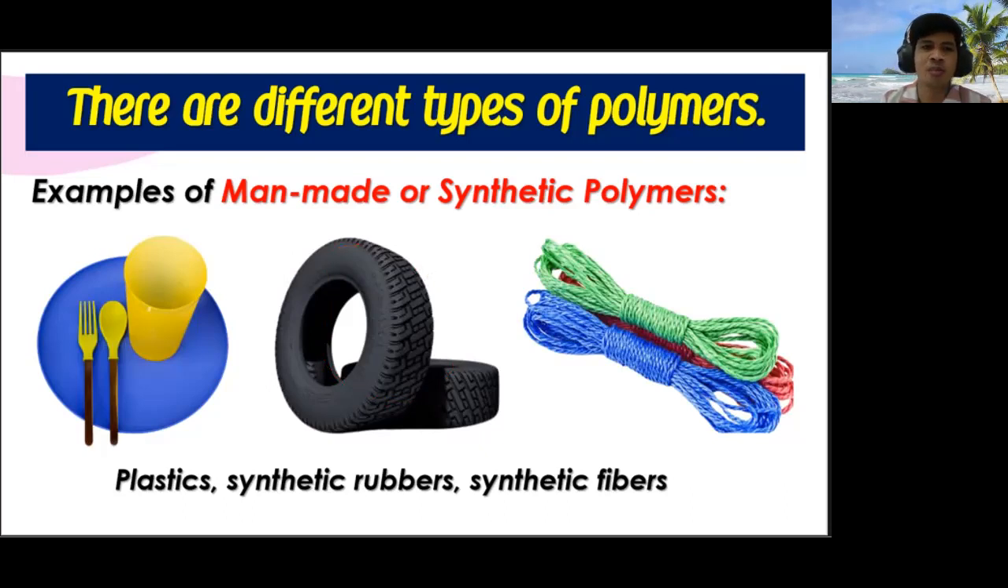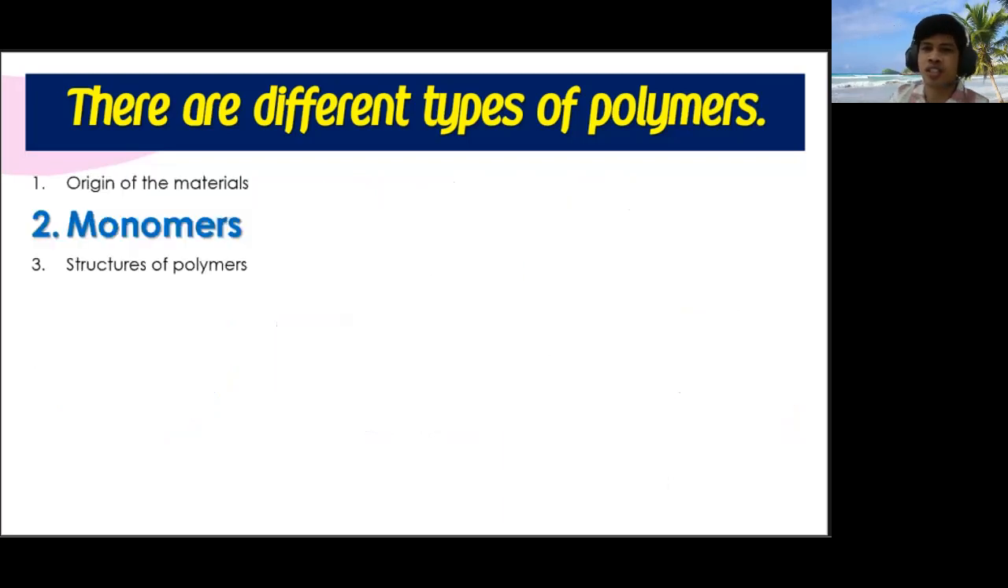So that's number one: the origin of the materials, meaning what they are made from. Either they are naturally occurring, or they are synthetic or man-made. So that's the first one. Number two is monomers, based on the kind of monomer they are made from.